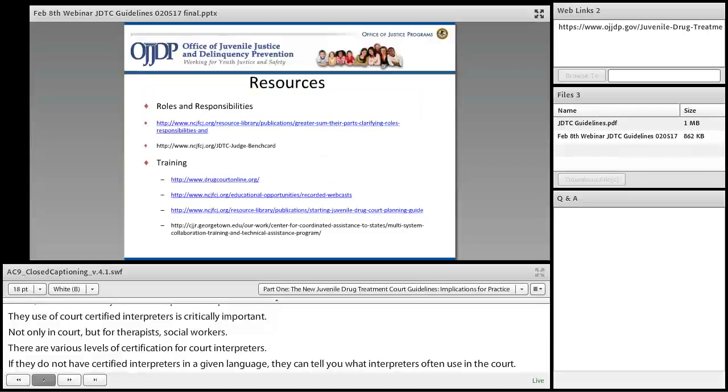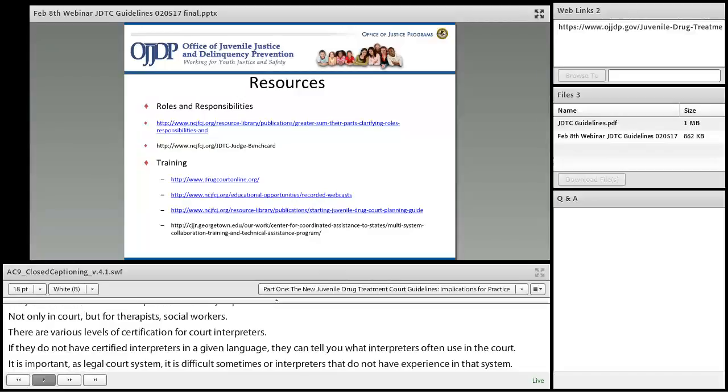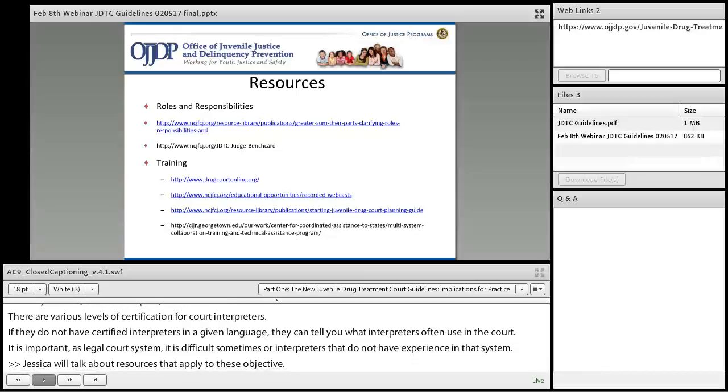All right, so now Jessica's going to talk about some resources that apply to this objective here. I sure am. Resources are vitally important because I think, as you guys are all thinking, okay, but how do we actually do this?